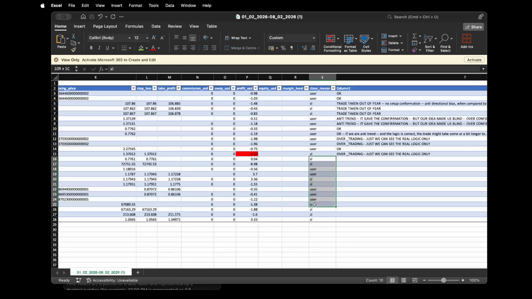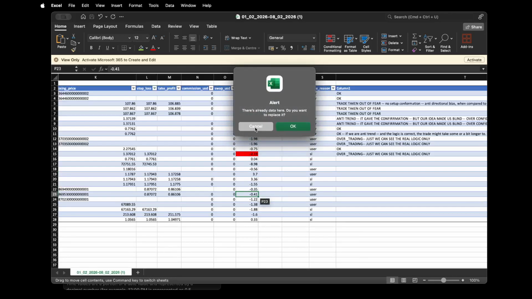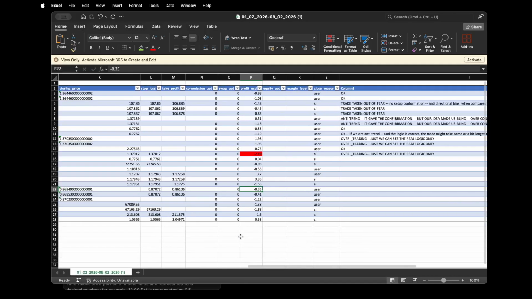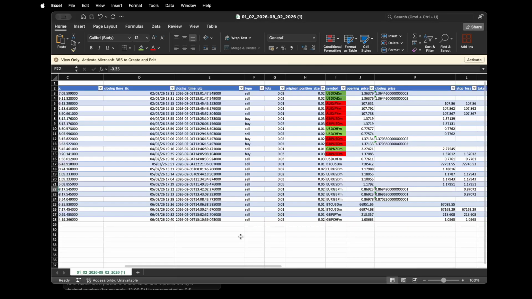SL hit, SL hit, SL hit. Damn it, man. Okay, we did make money here. We lost some. I don't know. I'm just stuck in some phase that I'm not able to identify.